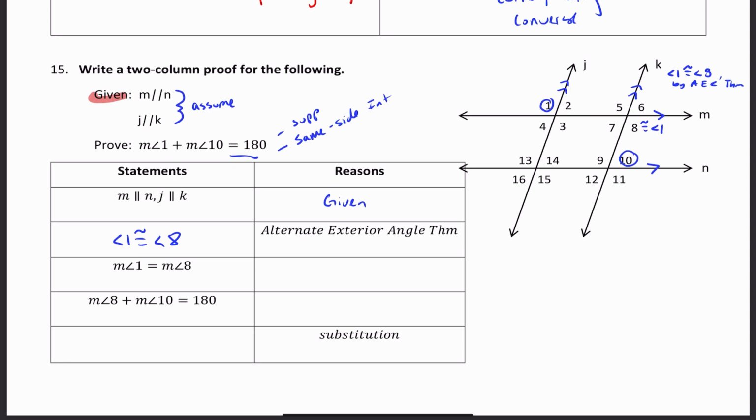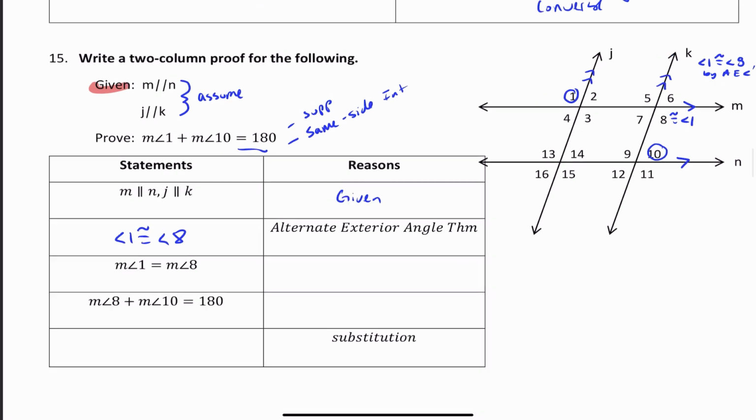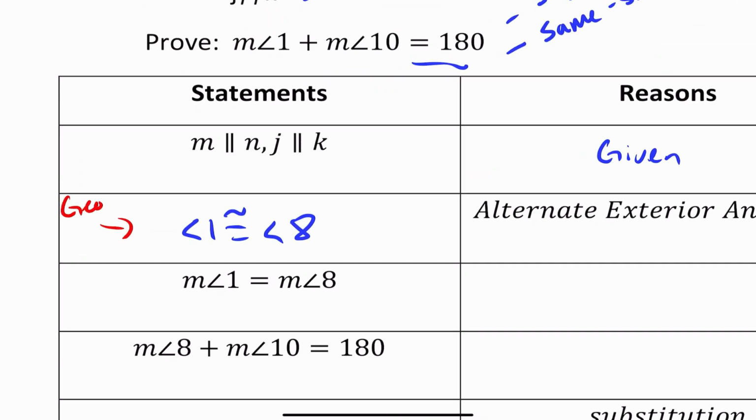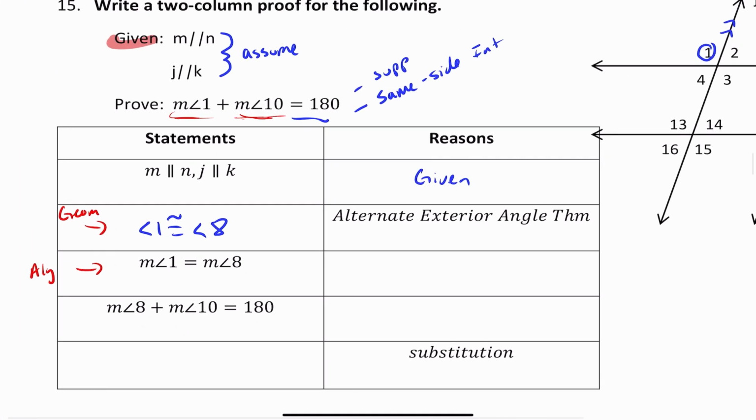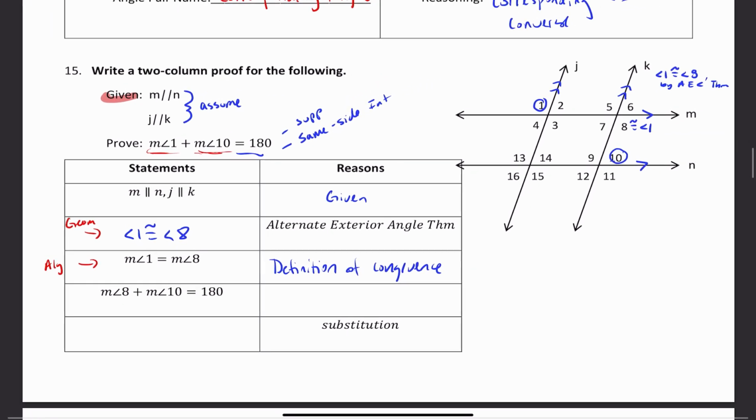And then going from, this is currently geometry language, and now, look at this. This stuff is all algebra stuff. So I need to convert from the language of geometry to the language of algebra. That is me using the definition of congruence. Okay. So now I have that.